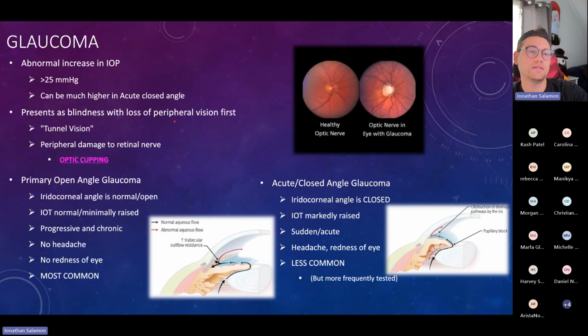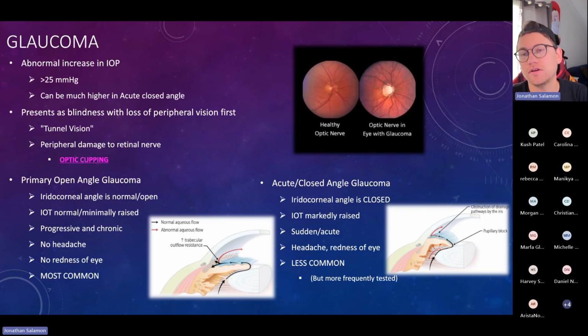So regardless, glaucoma is an increase in intraocular pressure, and anything over 25 is for sure glaucoma, and it can be much, much higher. I think I saw something that said it can be as high as 60 in these patients. And they're going to get tunnel vision, so they lose peripheral vision first. On ophthalmic examination, you're going to see optic cupping. Optic cupping is your dead giveaway for glaucoma. If you see optic cupping in the stem, you can just answer glaucoma.